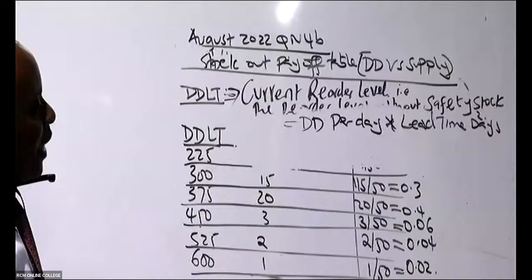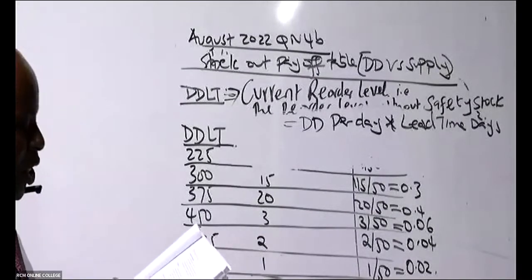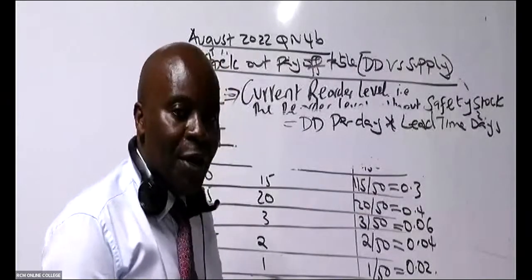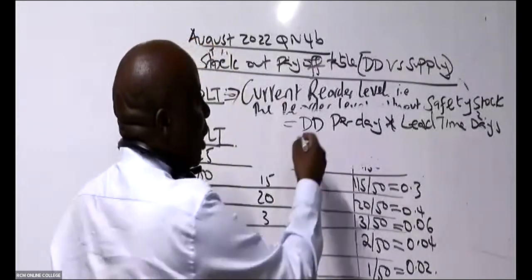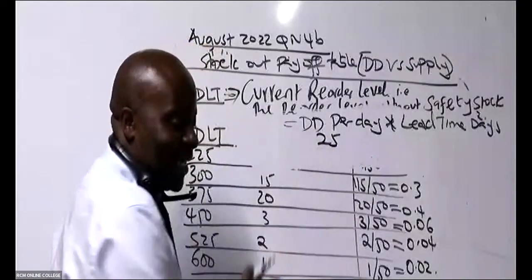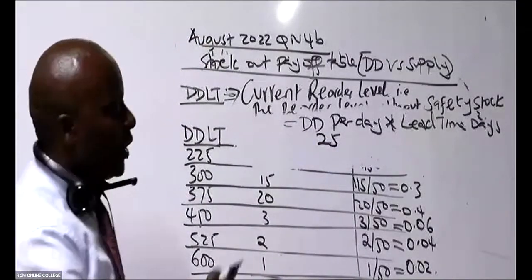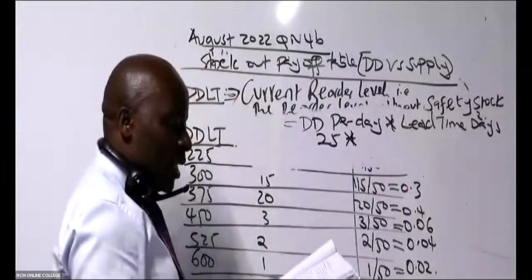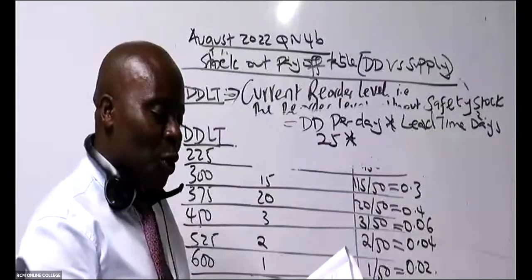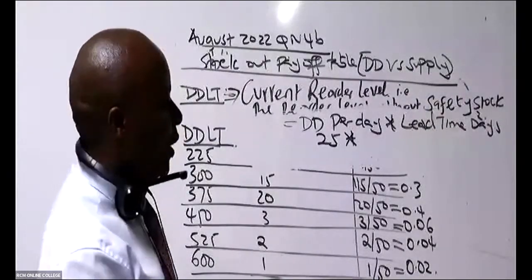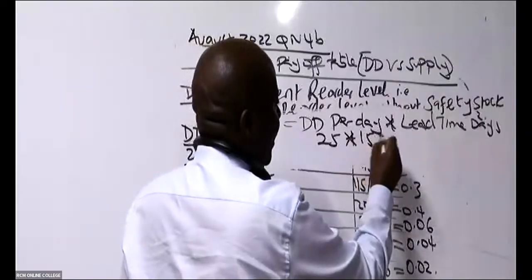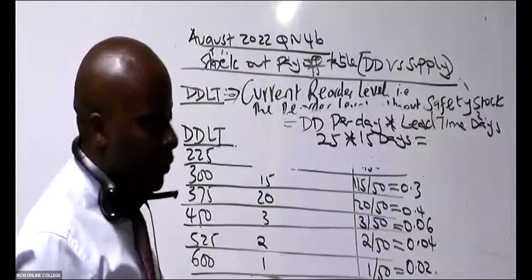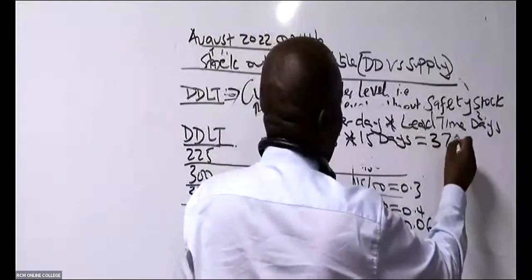So the demand per day in this question, I can see on this note before additional information, the average daily usage is 25 bags. DD stands for demand. So this is 25 every day times lead time days, which on the same note we can see the lead time is 15 days. So this will end up giving us 375.